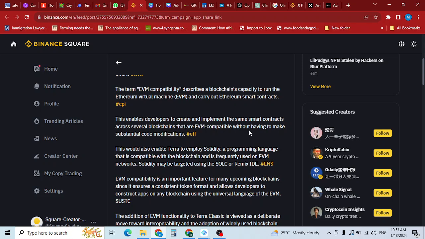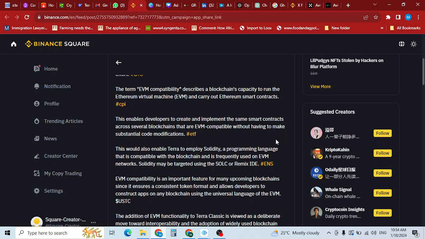And with the EVM, we don't have to deploy a lot of effort doing coding. It comes with the Solidity programming language that is very easy to use on the blockchain, which is also EVM network compatible, right? So this is one of the efforts.